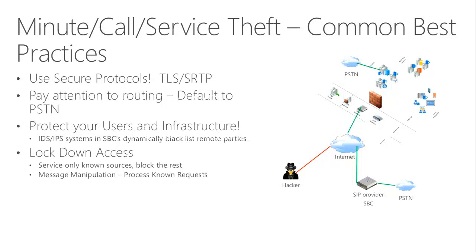So, should protect against minute call theft. Interestingly enough, default to PSTN for those people that have PRIs. Most people, in firewalls, that last rule is deny any. Most people don't look at those routing tables inside the gateways or session border controllers or what's controlling their PRIs. Minute and service theft, more often than not, happen here.